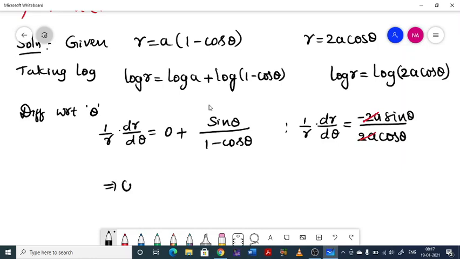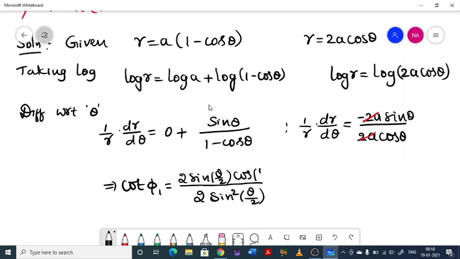So from this, cot phi 1 equal to sin theta divided by 1 minus cos theta, right? 1 minus cos theta you can write as 2 sin square of theta by 2, and the numerator you can write as 2 sin theta by 2 into cos of theta by 2. And this side, cot phi 2 can be written as sin theta by cos theta, that you can directly take minus tan theta.